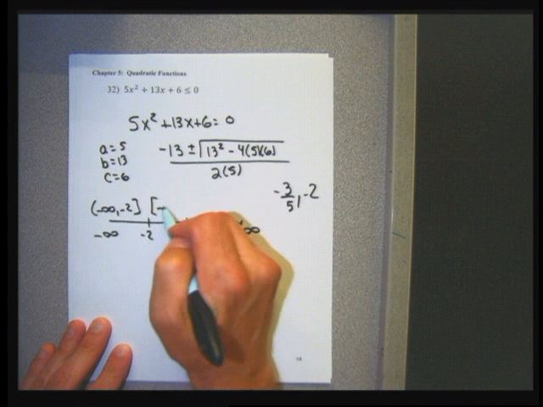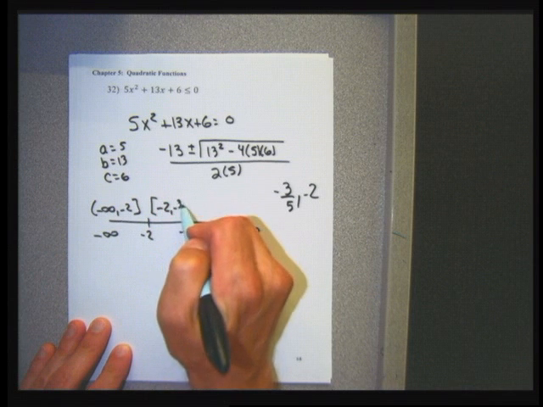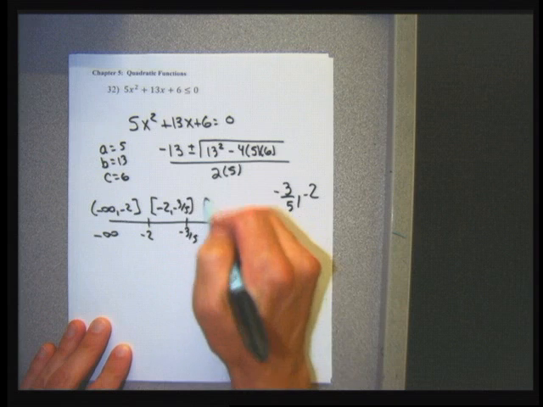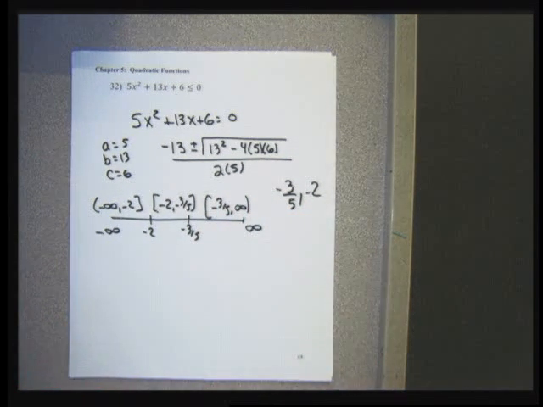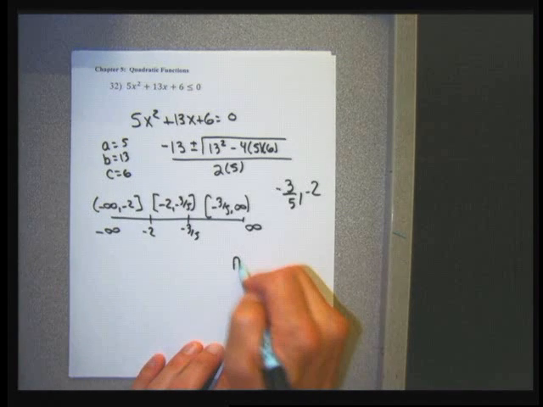First interval, -infinity to -2. Second interval, -2 to -3/5. I'm putting square brackets. Last interval, negative 3/5 to positive infinity. I'm going to roll the dice right now, and I believe this is the answer.